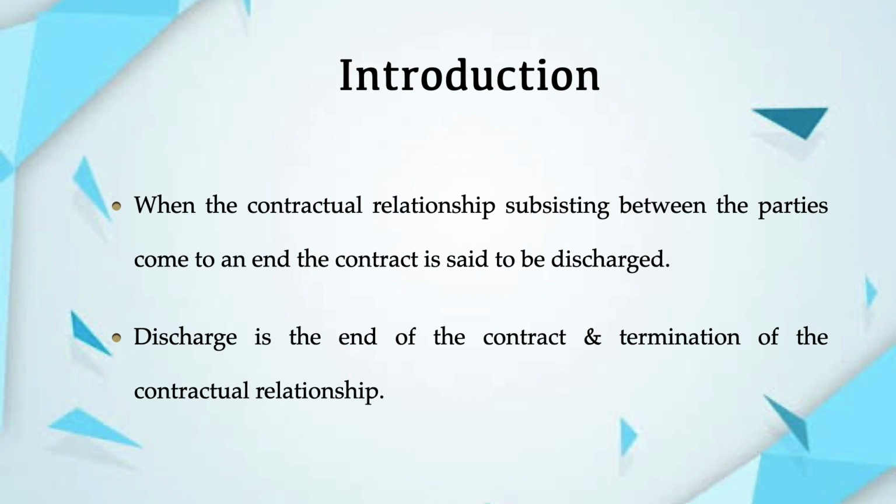If Mr. A and B entered into a legal relationship to buy or sell certain goods, once they have completed that act, then they are no more bound by that contractual relationship. Okay, they are terminated once they complete the obligations of the contract. So this is the meaning of discharge of contract.